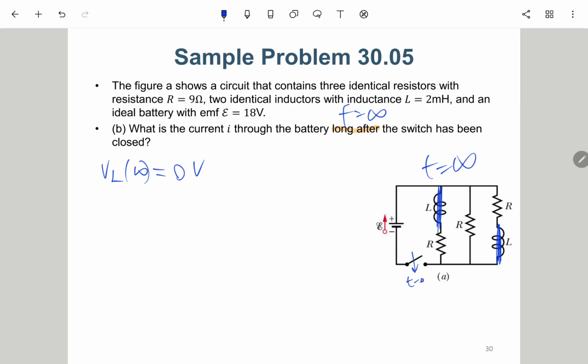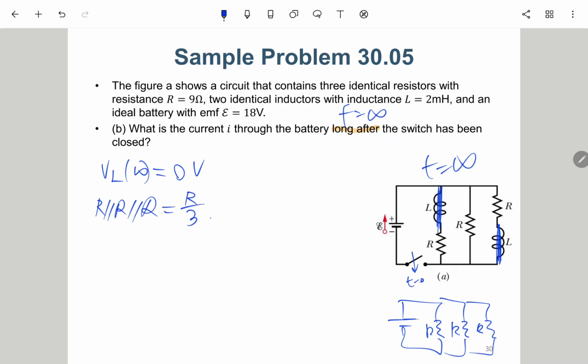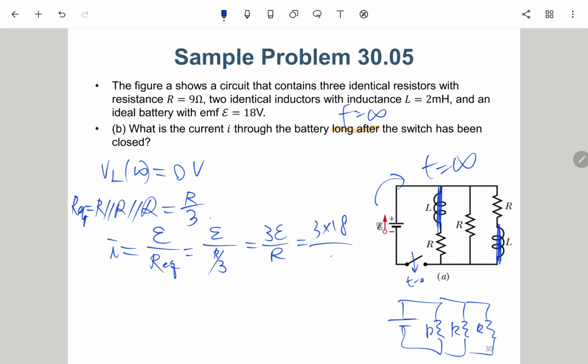In that case, this is like R parallel with R parallel with R. So the circuit actually looks like this, one R and another R and then another R. This is nothing but R over 3, which is the equivalent R. Finally, I will be E over R equivalent, which is E over R over 3, which is 3E over R, which is 3 times 18 over 9, which is 6A.